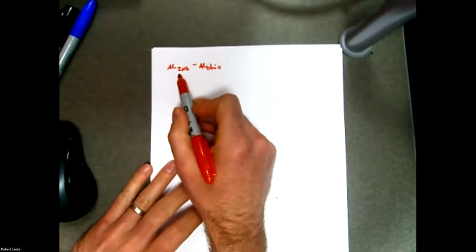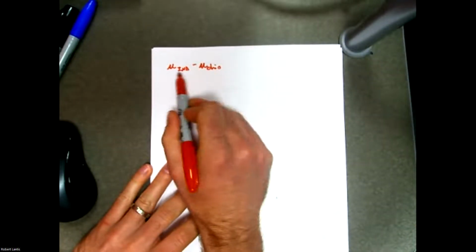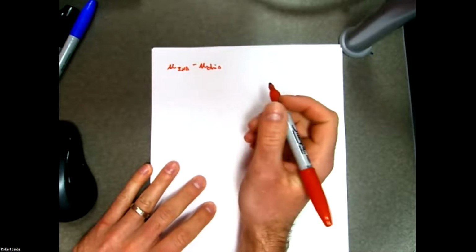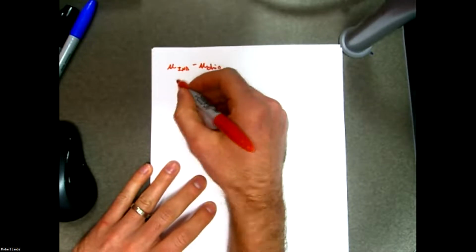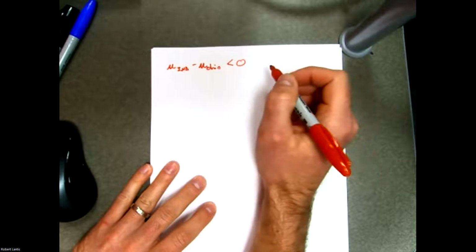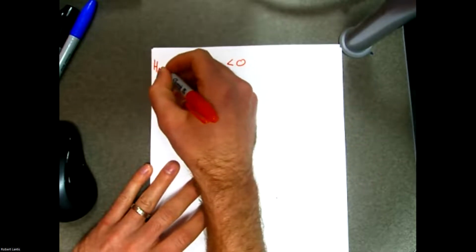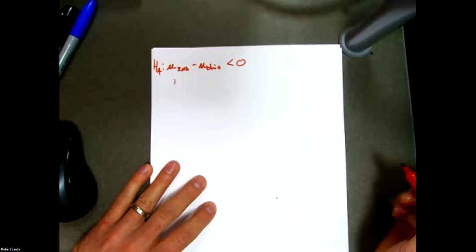If I want to test for whether Indiana has lower BMI, what has to be true about this difference? Yeah, if Indiana's is lower, then this has to be negative. Well, this is what I want to test for. So what I want to test for is always my alternative hypothesis.